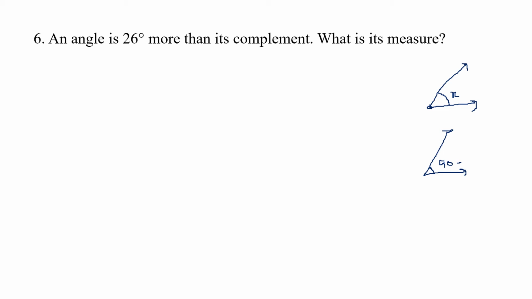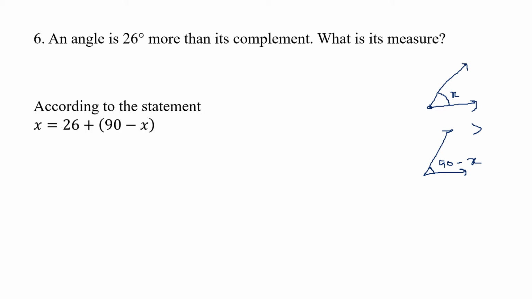Why is it 90 minus x? It is because of complementary angles: when two angles are added, the sum should be 90. Now this angle x is greater than this angle by 26. So according to the statement, let our angle be x. Then angle x is 26 more than the complement, 90 minus x.